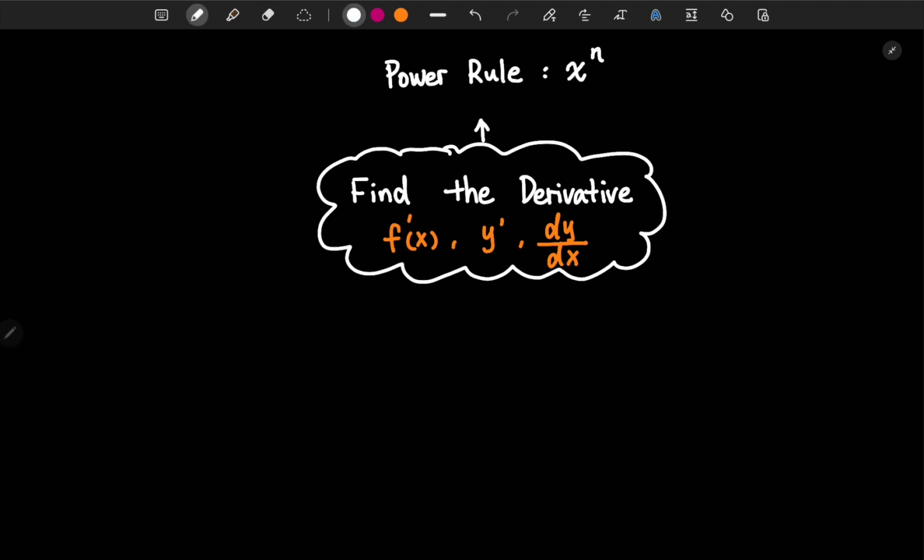The first rule we're going to learn is called the power rule. You can use the power rule whenever you see an x to the nth power. This rule only includes very simple manipulation of a function. So for the difficulty level, we're going to give it a 2 star.